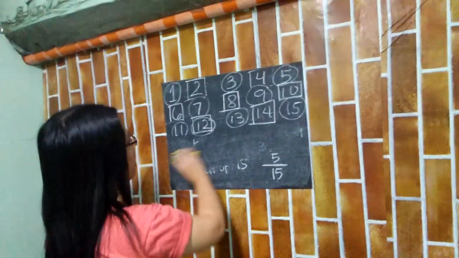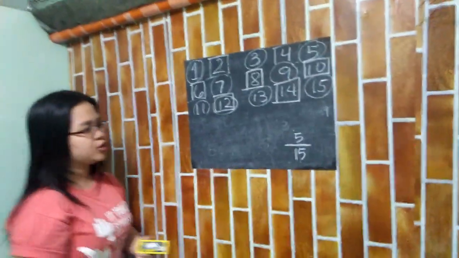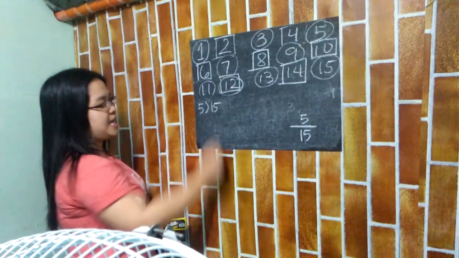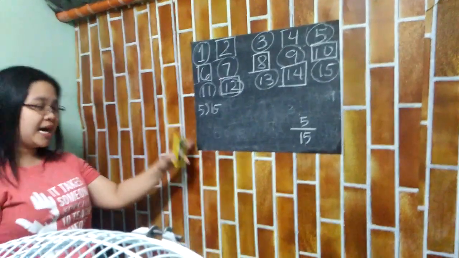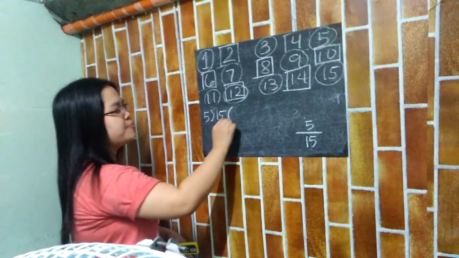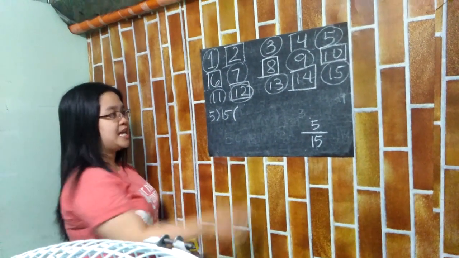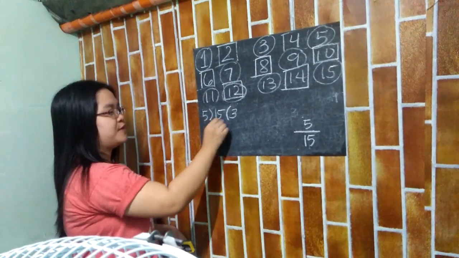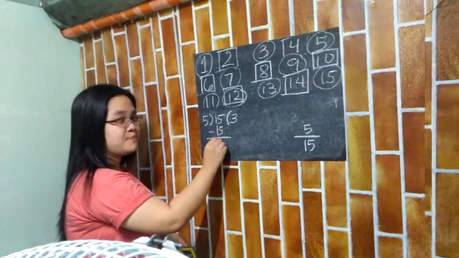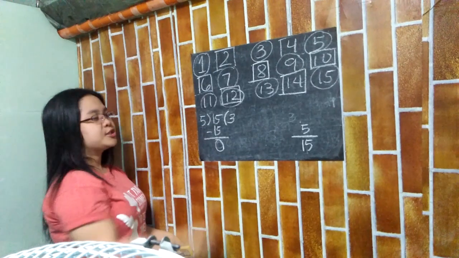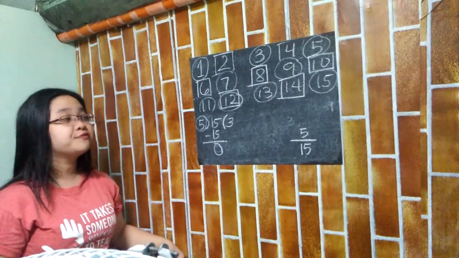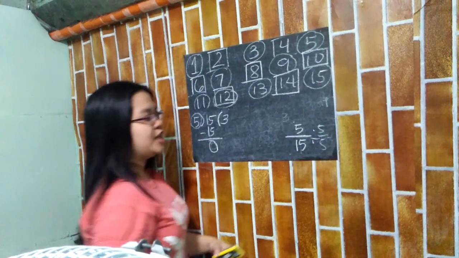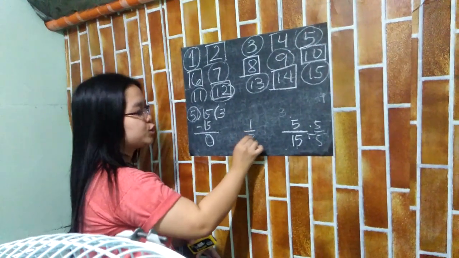Let's go back to our previous lesson. How do we get the GCF of a number? So 5, 15. Divide the larger number by the smaller one. How many 5s are there in 15? So we have 3. 3 times 5 will be 15. 15 minus 15 will be 0. So what is our last divisor? 5. So divide both sides by 5, then we get 1/3.